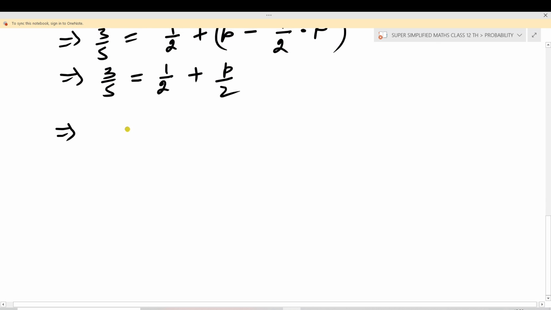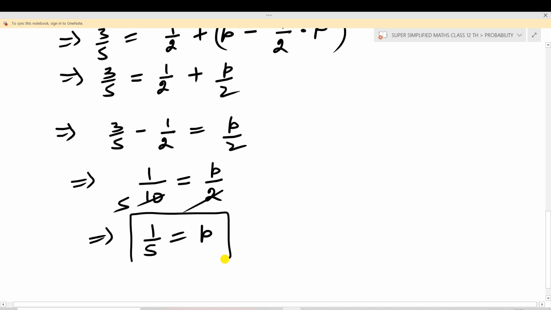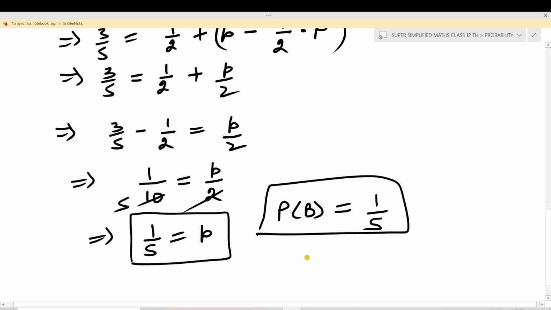So 3 by 5 minus 1 by 2 is the value of P by 2. This we had already calculated above in the first case. This value came out to be 1 by 10, and you can cancel 2 with 10, you get 5. This implies that the value of P comes out to be 1 by 5 in this case. P was the probability of happening of B, so this is 1 by 5.